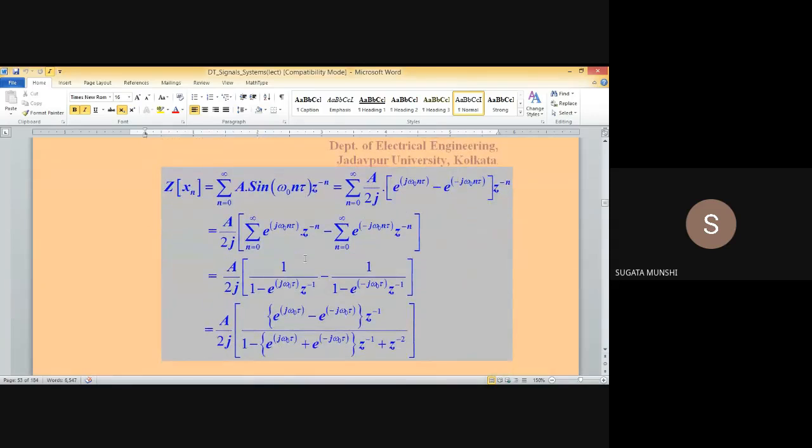So this is the expression. It's a causal sequence, so the summation starts from n equal to 0 to infinity. That is the expression. You are splitting up the sinusoidal sequence in terms of exponential sequences. 2j is there in the denominator.